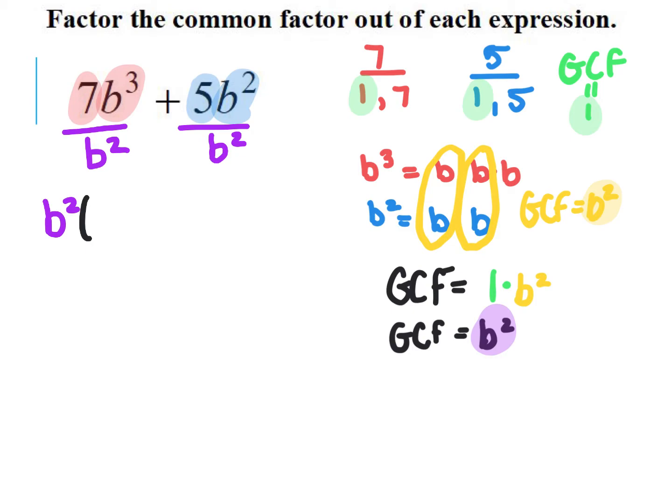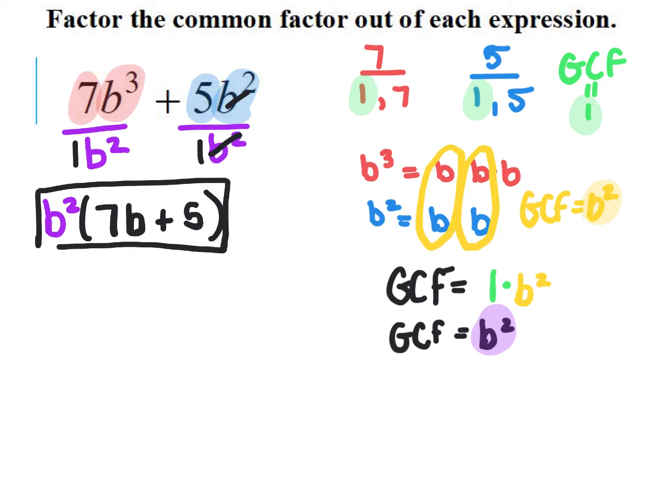Now the numbers don't change because this is really a 1. So 7 divided by 1 is just 7. And in the first term, I start with 3 b's and I take away 2, so I'm left with just b. Or by the quotient rule, I subtract the exponents. For the second term, 5 divided by 1 is still just 5. And then when I divide by this b squared, these b squareds cancel out. So my expression becomes b squared times 7b plus 5.